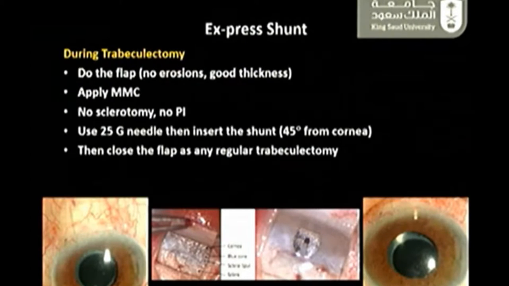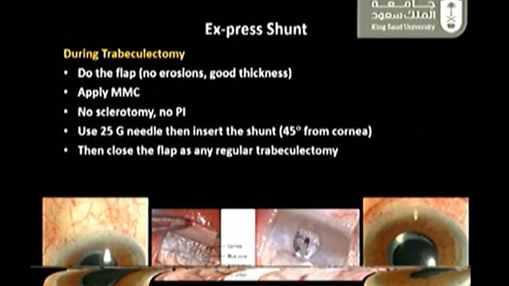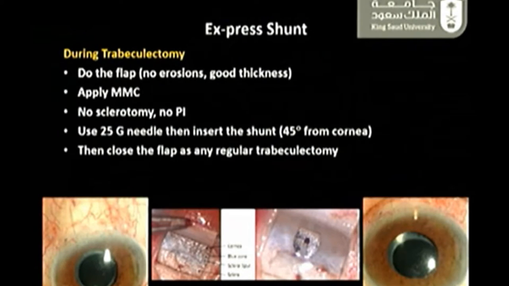Simply, the main difference between trabeculectomy and Express shunt is that we do the same trabeculectomy steps, except that we don't do the sclerotomy. When you dissect the flap, apply the mitomycin, and irrigate, you go in with a 25-gauge needle, then insert the shunt 45 degrees away from the cornea, so that you will avoid what? Corneal touch and subsequent decompensation, right?